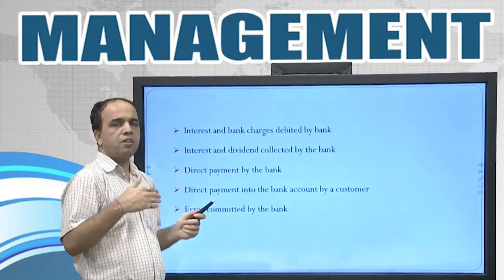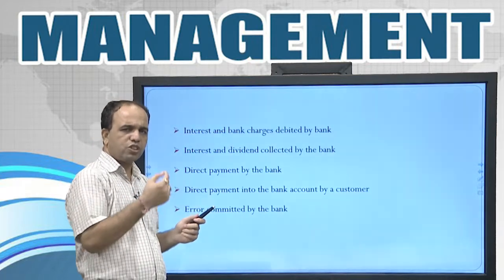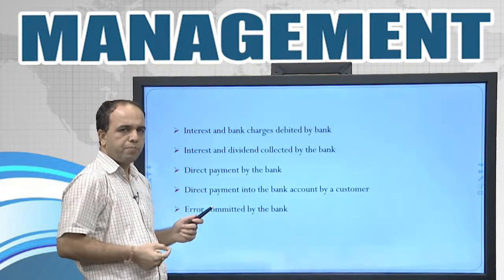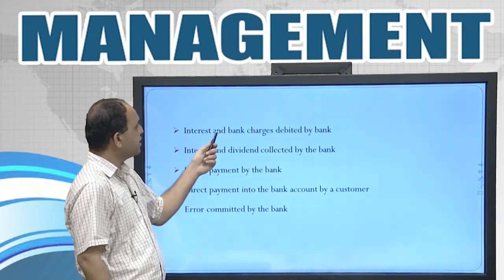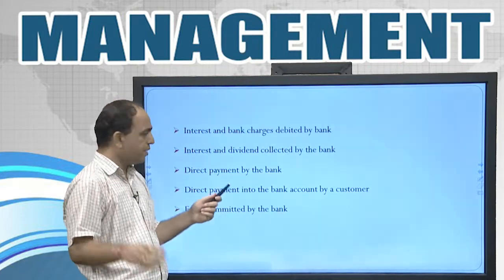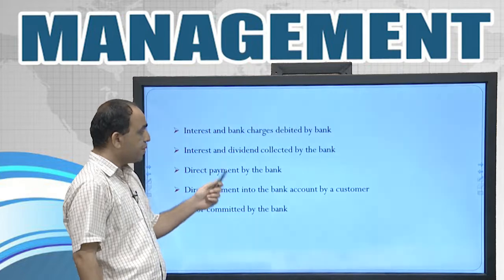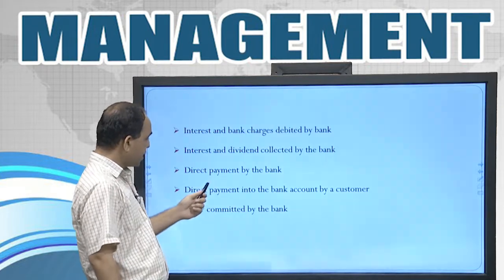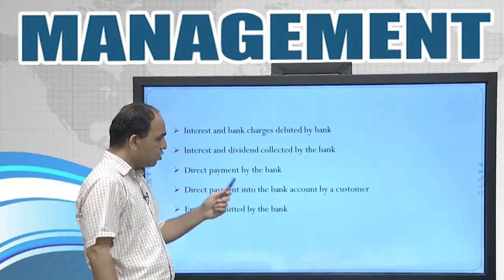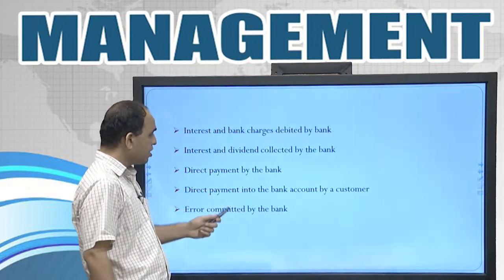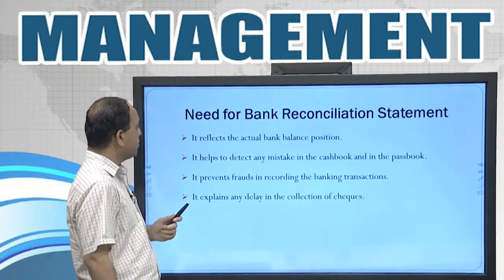Before starting the practical questions in detail, let us go over them again. What are the main reasons? Interest and bank charges debited by bank, interest and dividend collected by the bank, direct payment by the bank, direct payment into the bank account by a customer, and error committed by the bank. So, these are the main reasons.